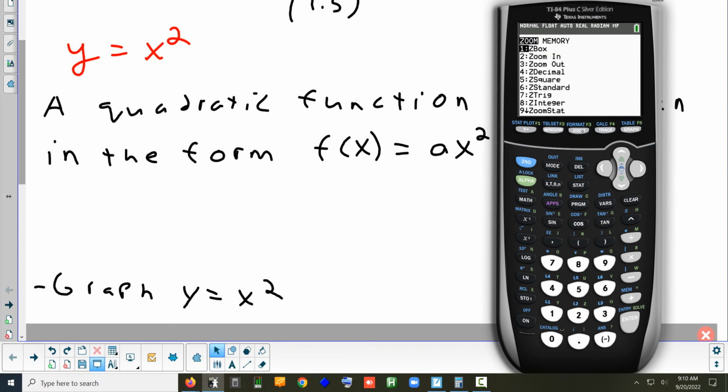When we're starting to graph something, we always do zoom what? Zoom 6, just to reset everything, and if we have to adjust it, we'll go from there. But for y equals x squared, zoom 6 is perfect. So there's a graph of a quadratic.